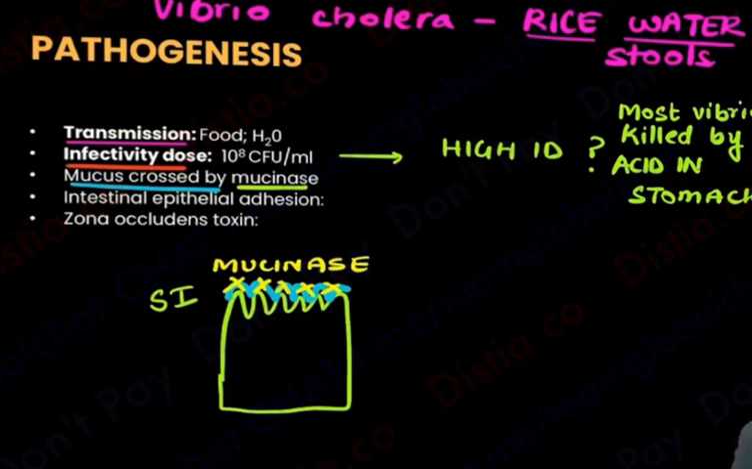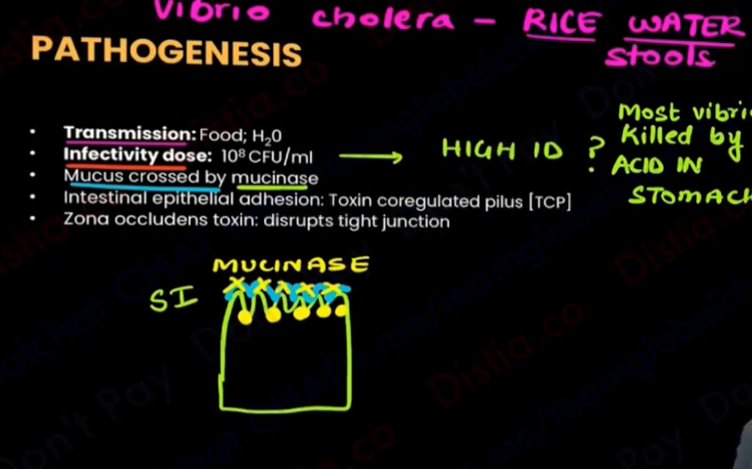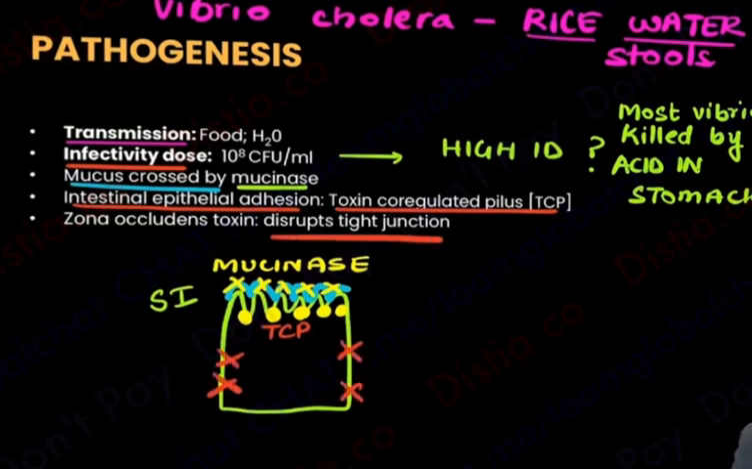After that, it has to adhere onto these cells. How is it going to adhere onto these cells? By a regulated pilus. Have I told you in your general micro, for attachment there is pilus. So remember, for attachment there is going to be toxin co-regulated pilus. And after that, how is it going to disrupt the cells? The disruption of the cells and their tight junctions. Tight junction example, zona occludens. So there is a zona occludens toxin also.